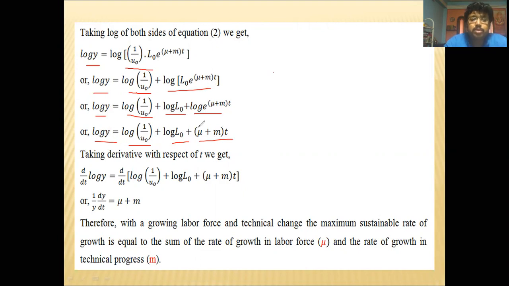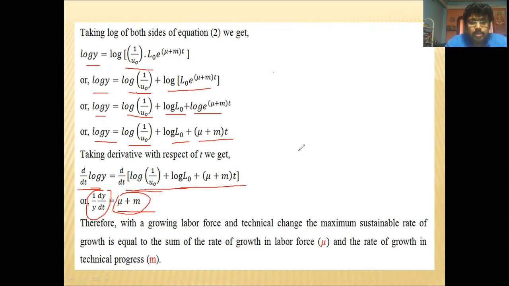Now taking the derivative with respect to t, we take the derivative of the right hand side and the left hand side. After taking the derivative of the left hand side, we get the growth rate, 1 by y dy by dt. And from the right hand side, we get mu plus m. And this mu plus m is nothing but the maximum sustainable rate of growth when there is a growing labor force and technological change.